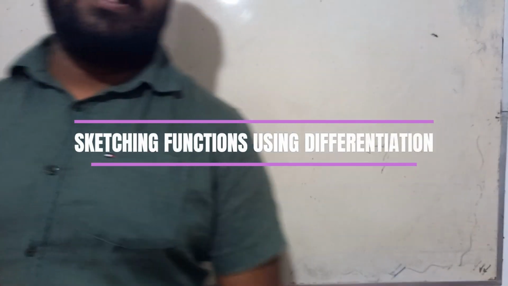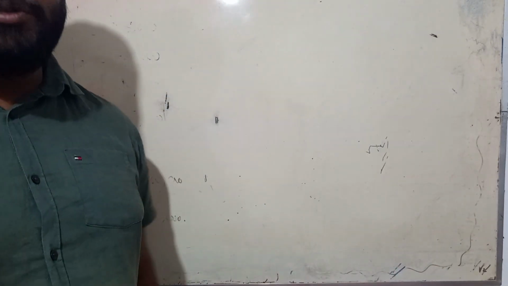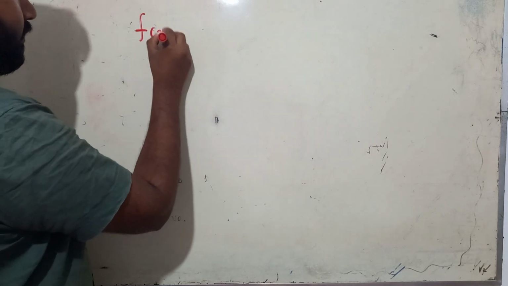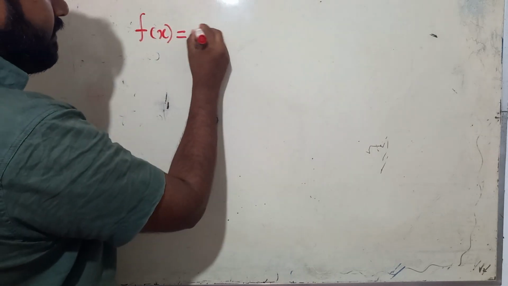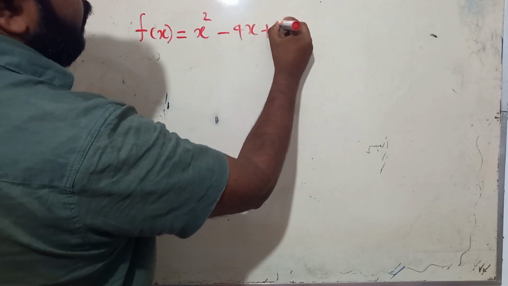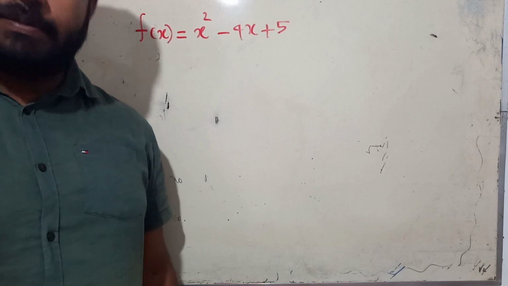Hello everyone. Today we're going to see how to sketch functions using derivatives. So let's start off. First of all, we'll consider a simple example: x squared minus 4x plus 5. This is the function we're going to draw, and we're going to use derivatives.